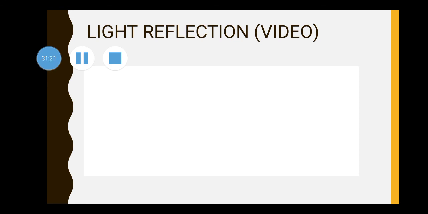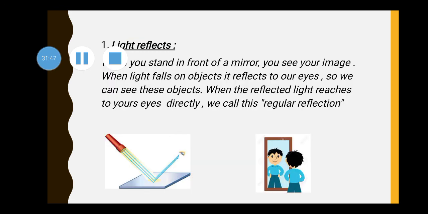Okay, and that's all about the reflection of light and why we are seeing objects which are non-luminous. The light falls on it, like when you are pushing a ball and then the ball returns back to you, light does the same. It falls on the object and then it reflects again to our eyes so we can see the object. So if you are standing in front of the mirror, you can see your image, and when light falls on an object, it reflects to our eyes so we can see the object.